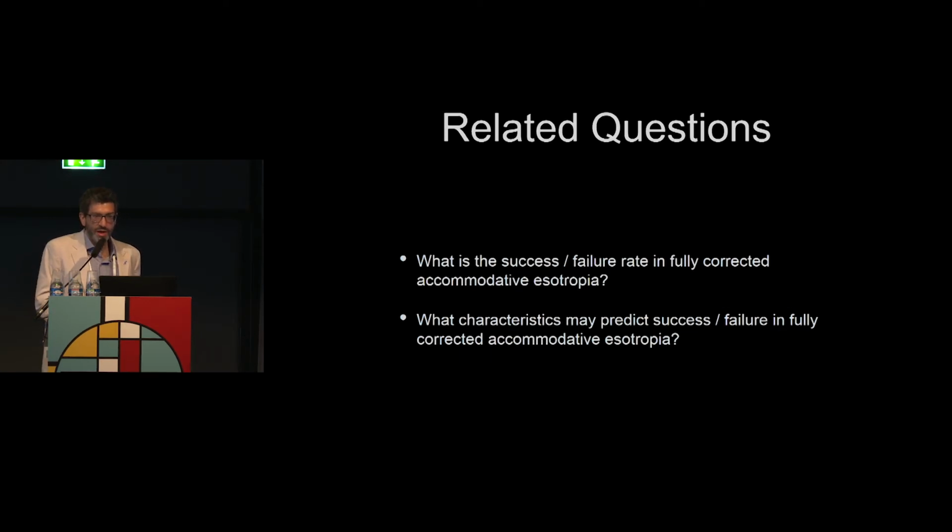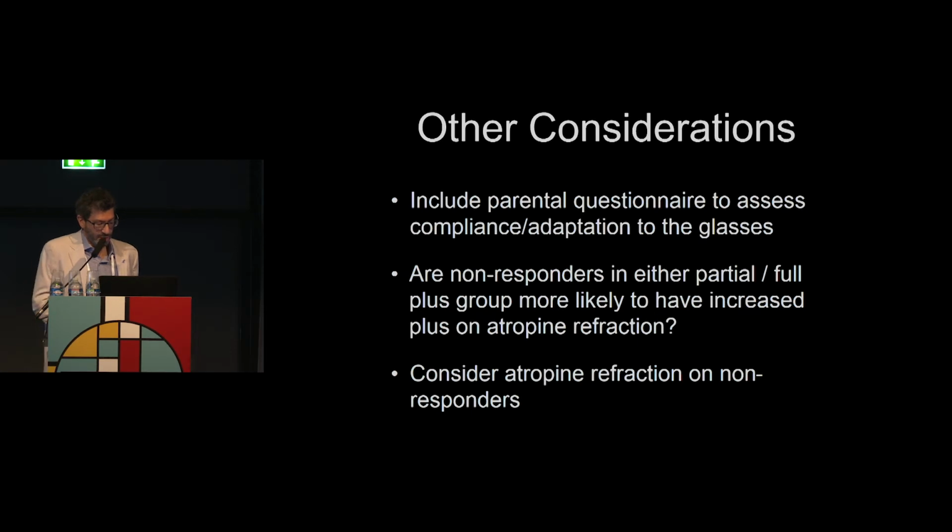So we need to find out what are the entry factors that will help predict success in either group. And we need to find out also if the patients that didn't respond in either group, both full and partial plus, is that because you need to do atropine refractions? I don't know how many of the audience use atropine refractions primarily or secondarily in their non-responders to accommodative esotropes. But clearly, some of the patients that come back with residual esotropia, it's because you didn't adequately cycloplege them in the first place.